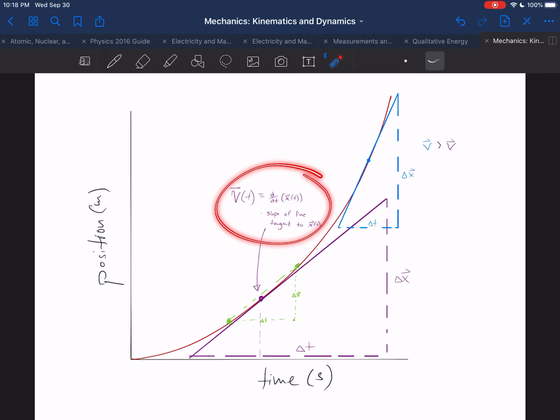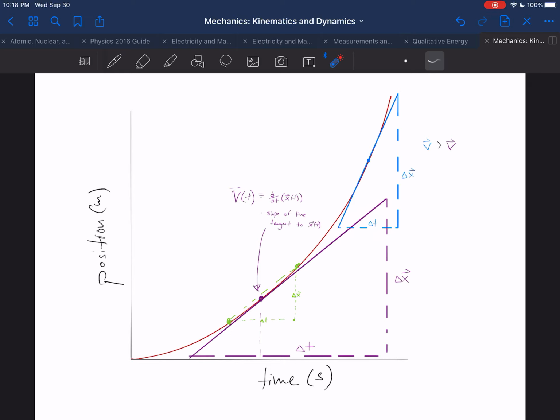I can also use calculus techniques, but this is the technique, graphically, that I'm going to expect you to use in this class. That is, if you're given a curve and you're asked for the velocity at a particular point on the position time graph, you can find the velocity by drawing that line tangent to the curve and then dividing the delta x of that line that you have drawn by the delta t of the line that you have drawn.